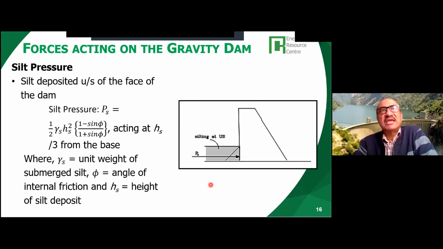Now the other thing is the silt pressure. You have silt accumulated upstream. When you have the storage of water, there is this sediment that accumulates, so this silt pressure will act on the dam also. This is the silt deposit upstream of the face of the dam. This is the formula they use, with the angle of internal friction and the height of the silt deposit. You can refer to standard textbooks and design manuals, which give you the values of the internal friction of silt and other things, but you have to consider the silt pressure.